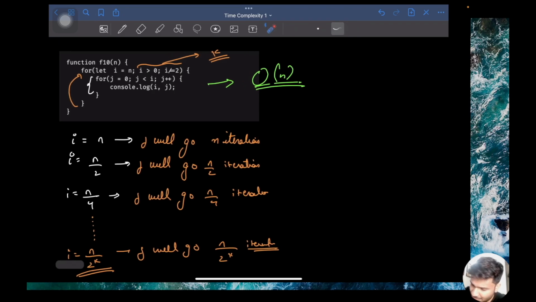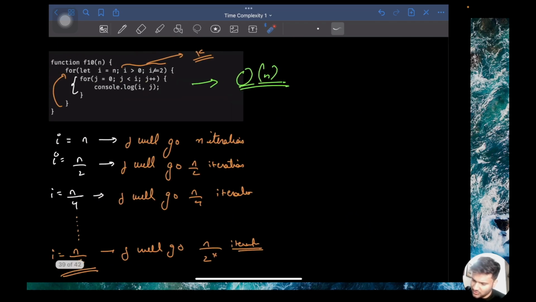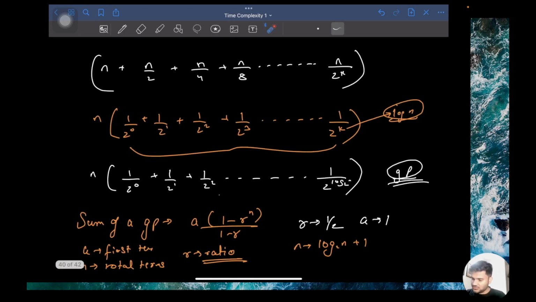So let me repeat what I'm trying to say. When i is n, j goes n iterations because j is less than n. When i becomes n by 2 in the next iteration, j goes n by 2 because j is less than n by 2, and so on. At the last, i becomes n by 2 raised to the power k, so j goes n by 2 raised to the power k iterations. So total iterations are these. We will just sum up all the iterations, and we get total iterations. In every iteration, we are just doing some constant number of operations, so we just need to calculate total iterations. We'll take n common and this becomes a geometric progression.